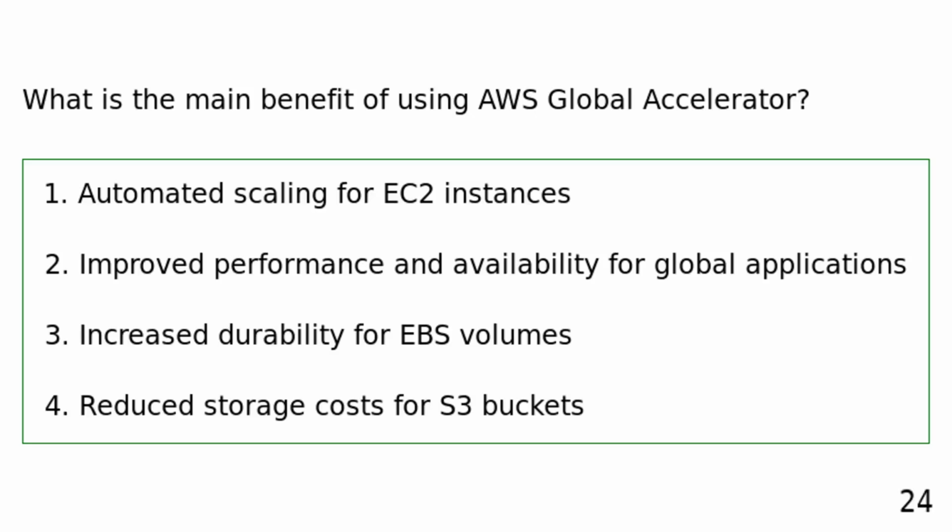What is the main benefit of using AWS Global Accelerator? Automated scaling for EC2 instances. Improved performance and availability for global applications. Increased durability for EBS volumes. Reduced storage costs for S3 buckets.